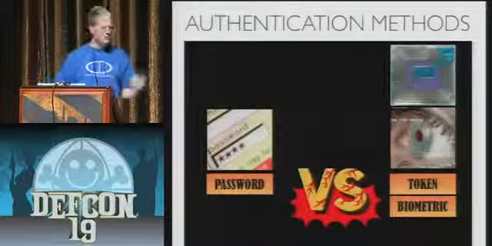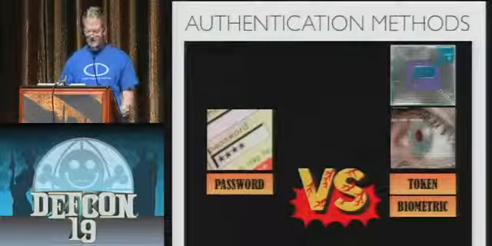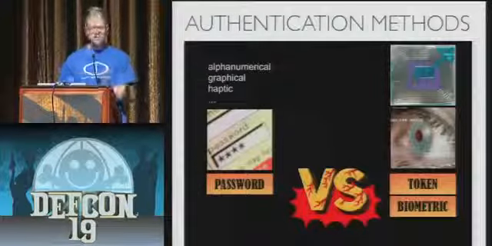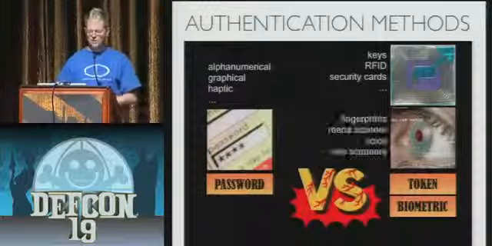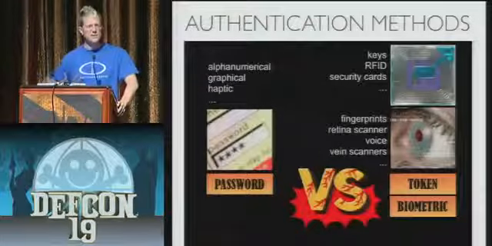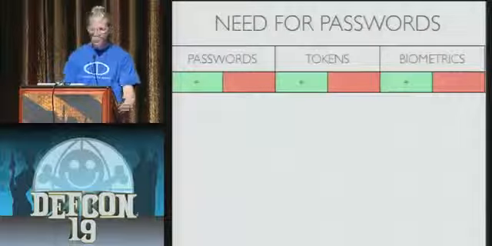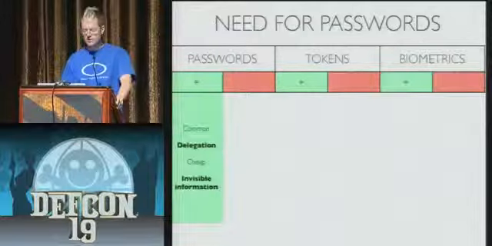So here are some basic authentication methods, and this is what passwords are competing against, right? So password is something that you remember versus something that you have. So a key, or a RFID card, or a security card, or something that you have because it's part of you, a biometric statistic of some sort. And why should you use one over the other? Each has advantages and disadvantages.